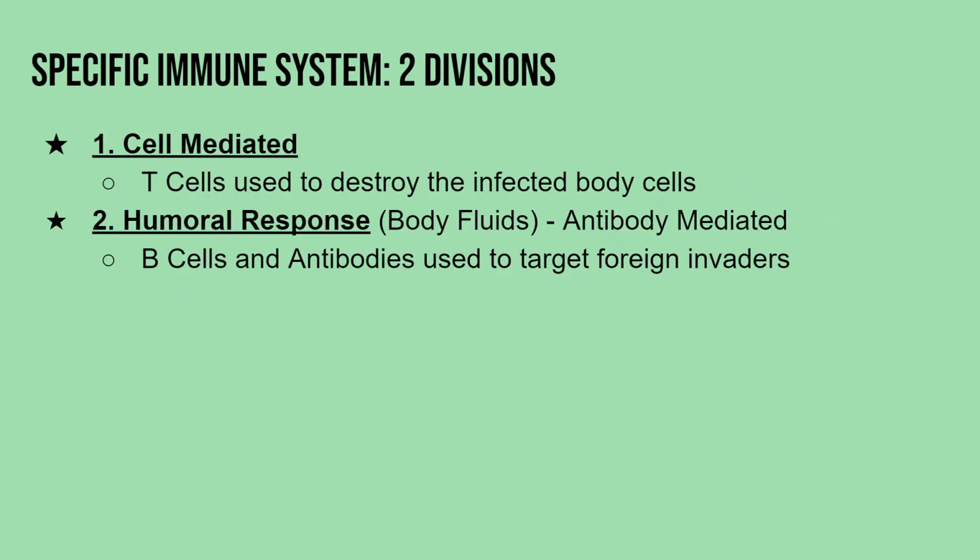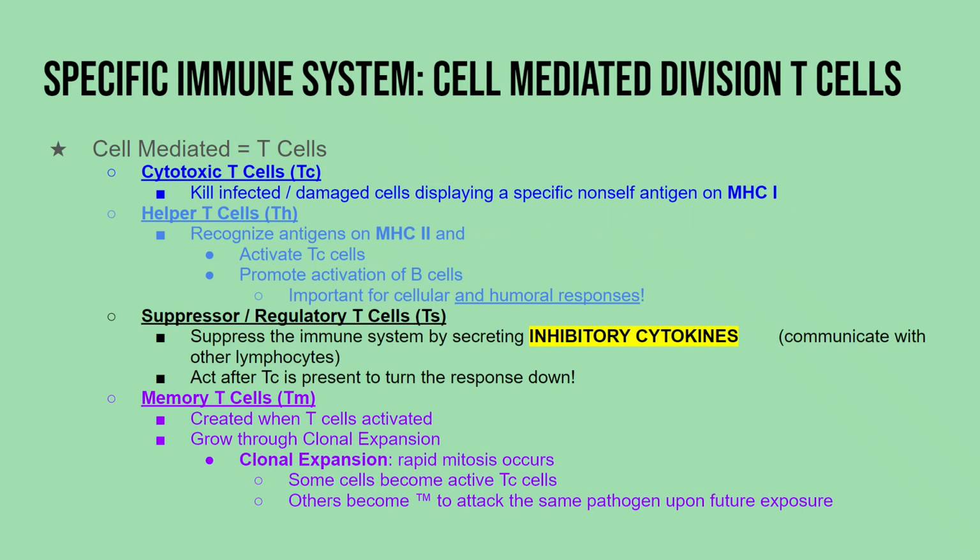So then there are two divisions of the specific immune system. So we've already talked about non-specific, now we're in specific. And then there are two different types of specific. So cell-mediated uses T cells, and then the humoral response uses B cells and antibodies. So now we're going to talk about the cell-mediated response with T cells.